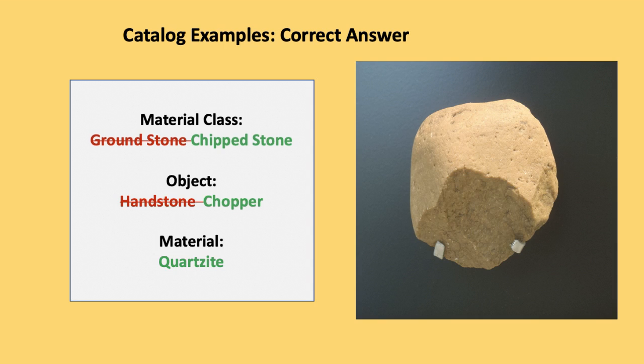The material class is actually chipstone and not groundstone because groundstone tools typically do not have sharp edges, whereas most chipstone tools do have a sharp edge. The object type is not a handstone, but a chopper, based on it containing both a smooth side and a sharp side for cutting materials.